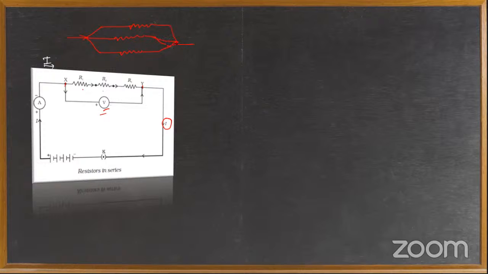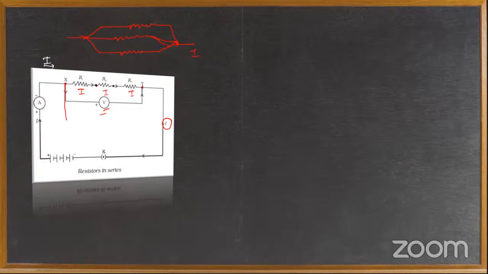And this is, again, current I. The current passing through R1 is I, the current passing through R2 is I, and through R3 is again I. Now we are going to measure the potential difference.